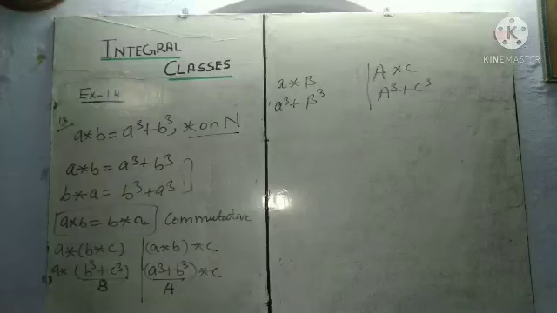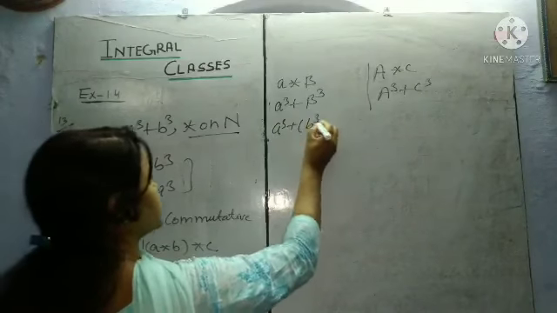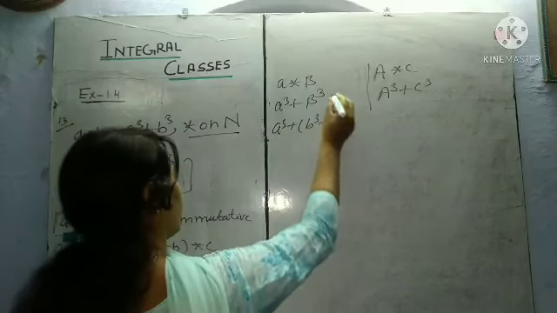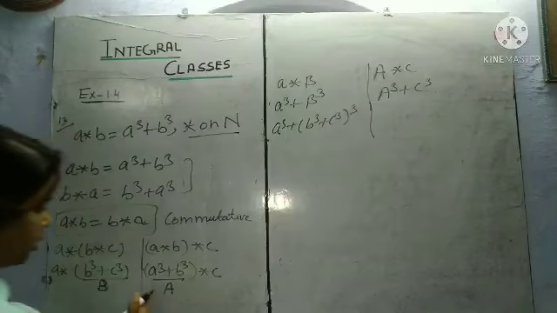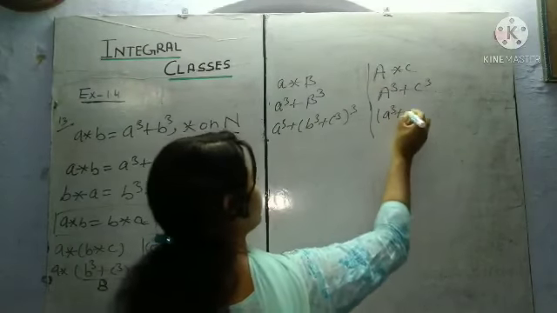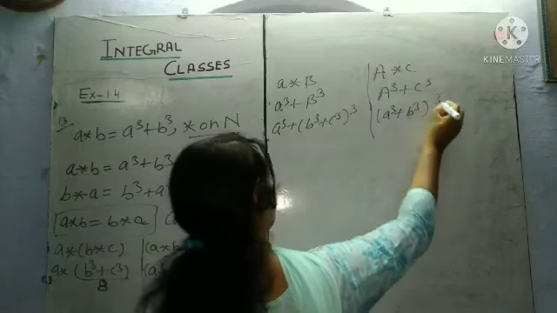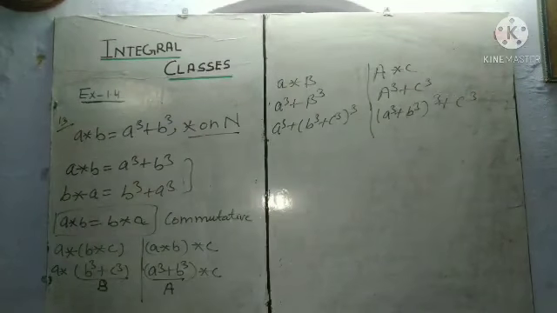Now again we put the values. B equal to BQ plus CQ, and whole cube. And on the other side, if we put the value of A equal to AQ plus BQ, then AQ plus BQ whole cube plus CQ. As we observe, are these two sides equal?